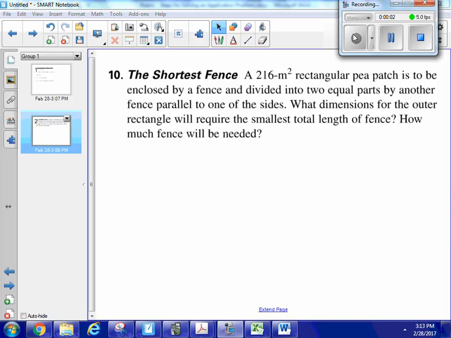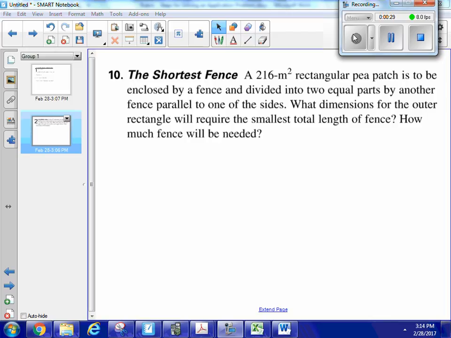This is a calculus optimization problem. It says a 216 square meter rectangular pea patch is to be enclosed by a fence and divided into two equal parts by another fence parallel to one of the sides. Of course, if it's a rectangle and it's parallel to one side, it's going to be parallel to two sides. What dimensions for the outer rectangle will require the smallest total length of fence?